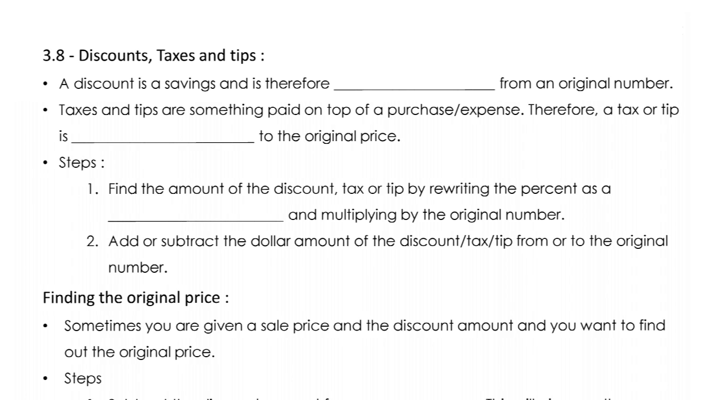All right, so 3.8 talking about discounts, taxes, and tips. First we're going to talk about a discount, and it's a savings. So a discount is a savings, and therefore subtracted. It's subtracted from the original number. Taxes and tips are something that's paid on top. So it's in addition to a purchaser expense. Therefore, they are added to the original price. Okay.